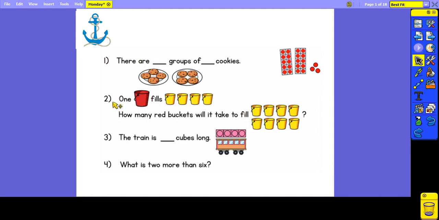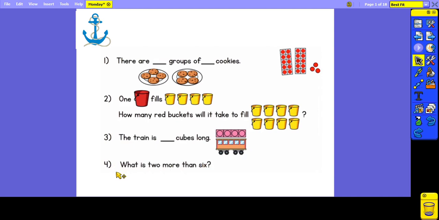Question 2 says 1 red bucket fills 4 yellow buckets. How many red buckets will it take to fill 8 yellow buckets? Question 3, the train is something cubes long. So you're looking at the length of the train and then counting how many cubes long it is.